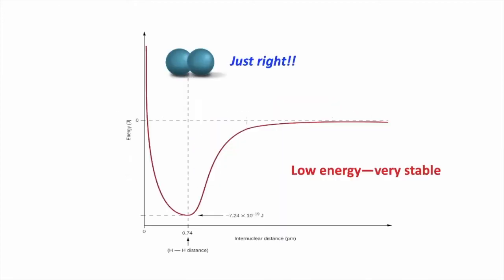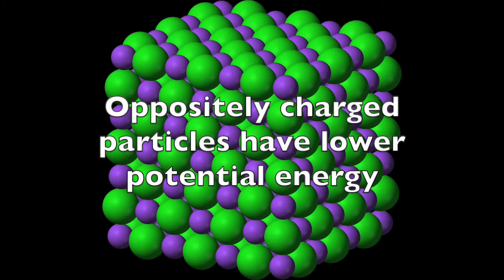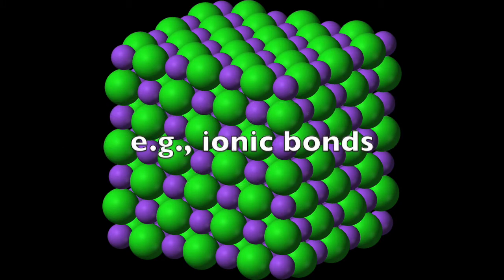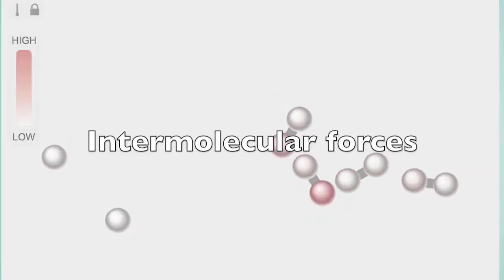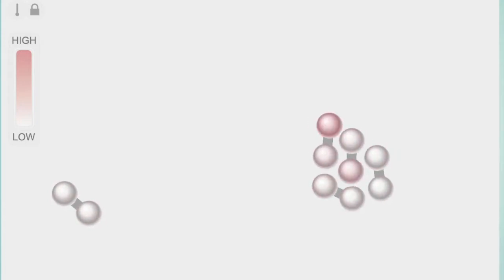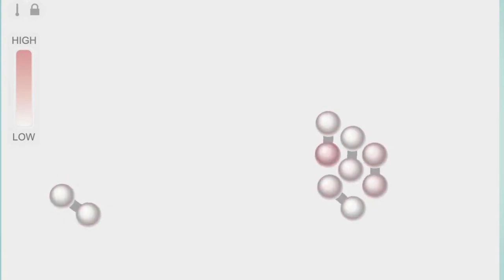Remember this curve? Most atoms have lower or more negative potential energy when they're bonded together. The electrons of one are attracted to the nucleus of the other, and vice versa. Likewise, oppositely charged particles have lower potential energy when they're held together by electrostatic attractions, such as ionic bonds or intermolecular forces. And there's a typical distance that is optimal for each pair of atoms, or for each ion, or for each polar molecule, etc.